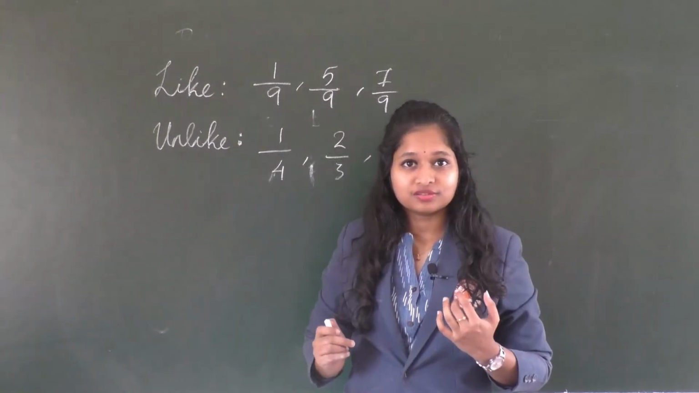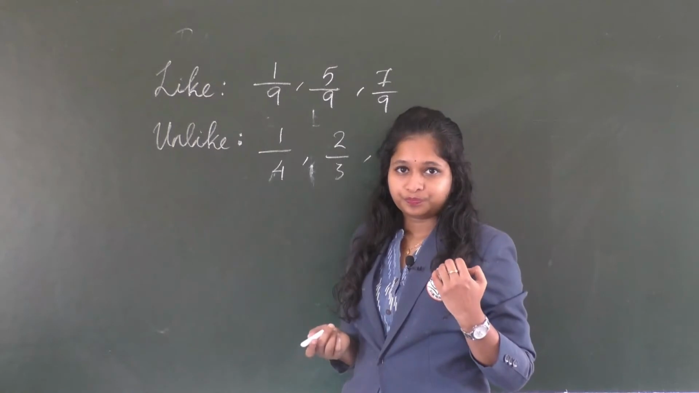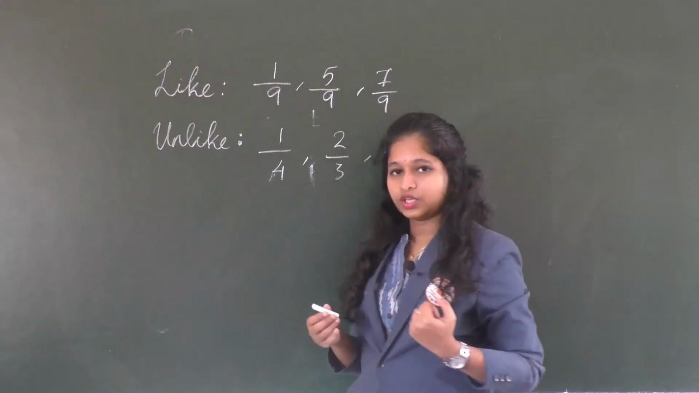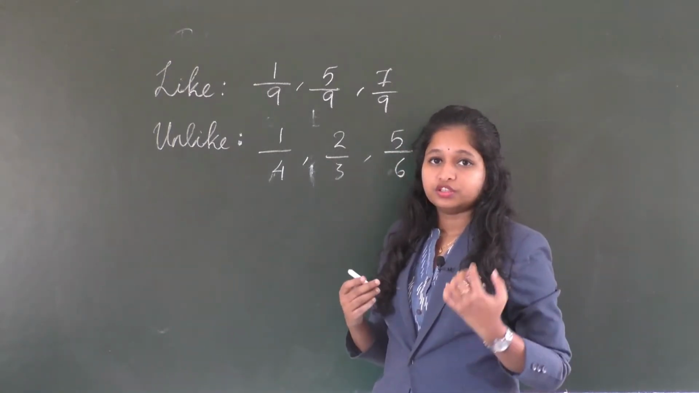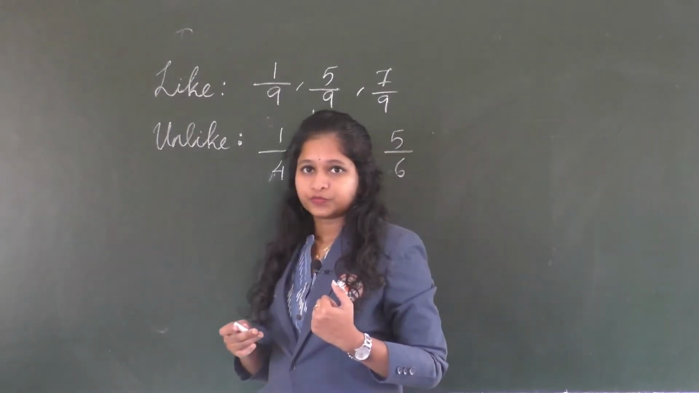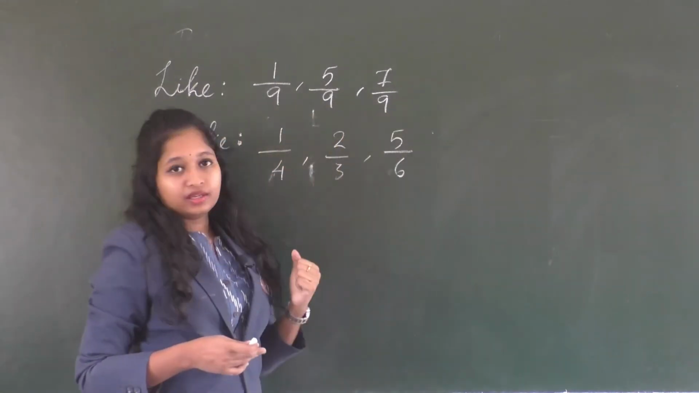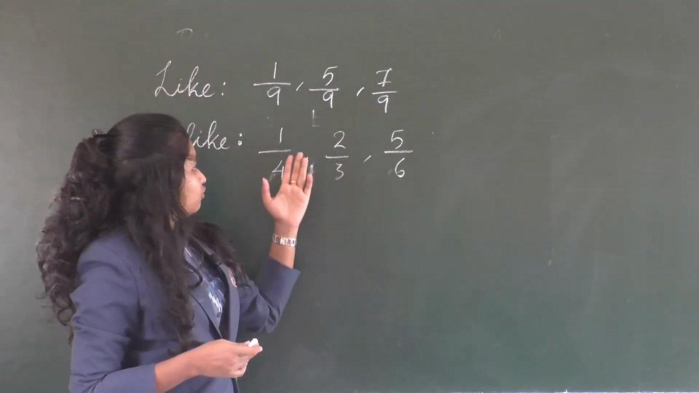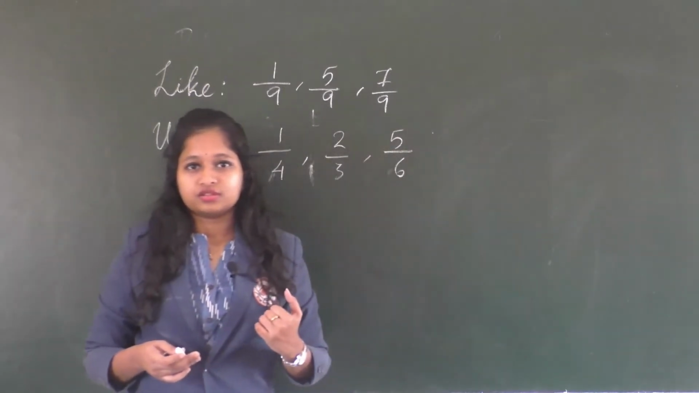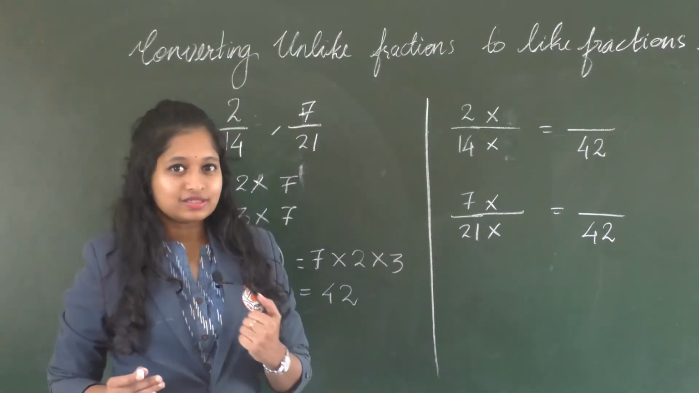What is a like fraction? The fractions in which the denominators are same. Those fractions are like fractions. Okay? And the fractions in which the denominators are different are called unlike fractions. Okay? For example, 1 by 9, 5 by 9, 7 by 9 are like fractions. 1 by 4, 2 by 3, 5 by 6, etc. are unlike fractions. Okay? So, children, we learned about like and unlike fractions, isn't it?